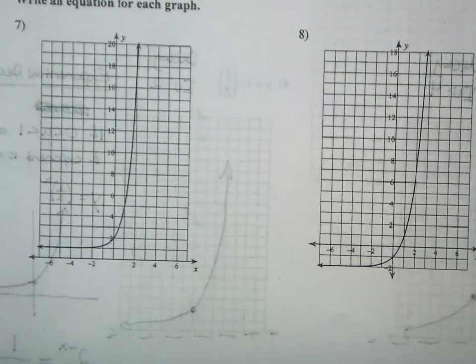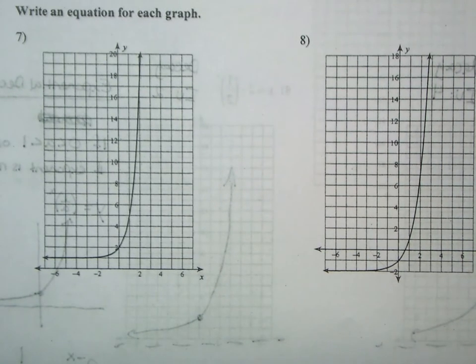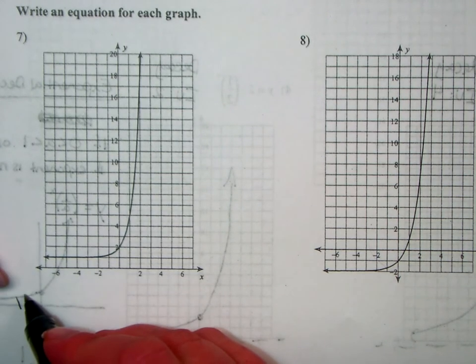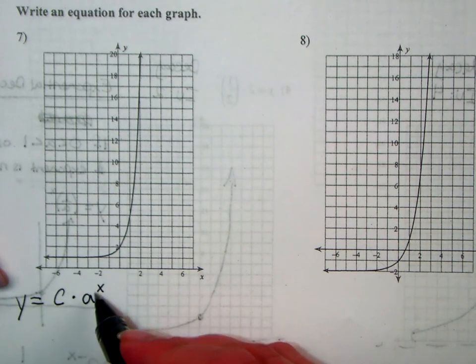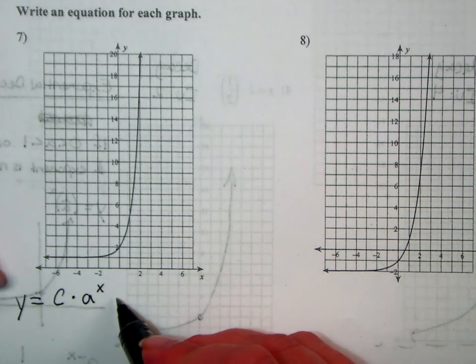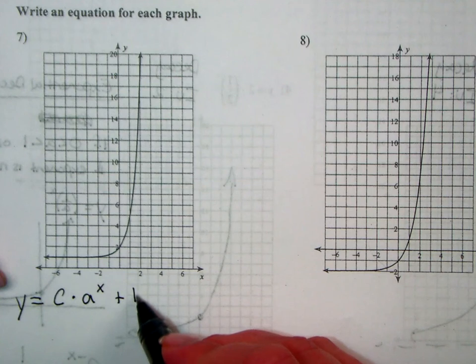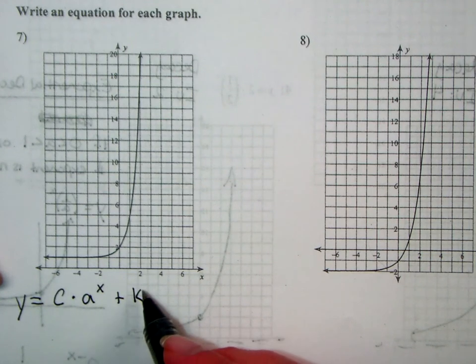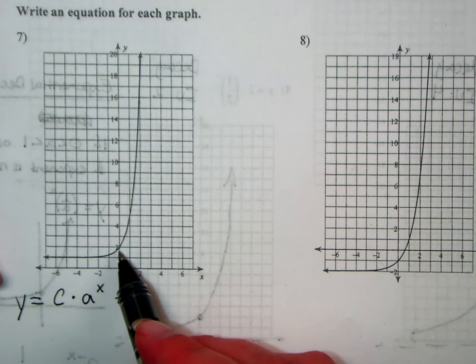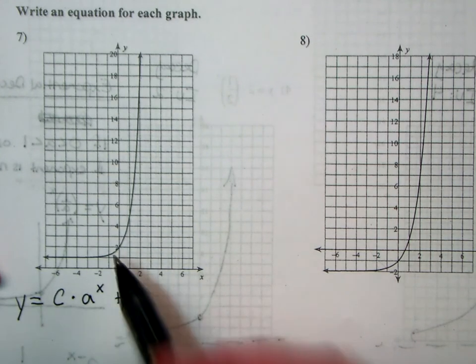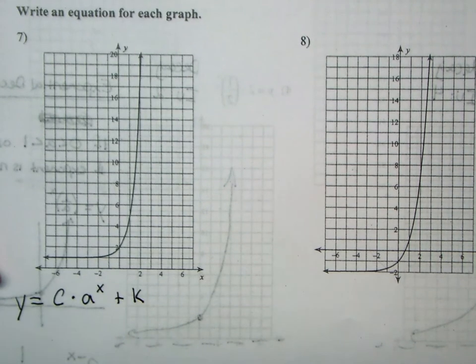The bottom 2 ask you to write an equation for the function. So we're looking for a function c times a to the x plus k, if you will. This is our vertical shift. We don't have a horizontal shift because it looks like it's shaped here. We could solve, but they're not going to do that to you. And then here's our initial value.